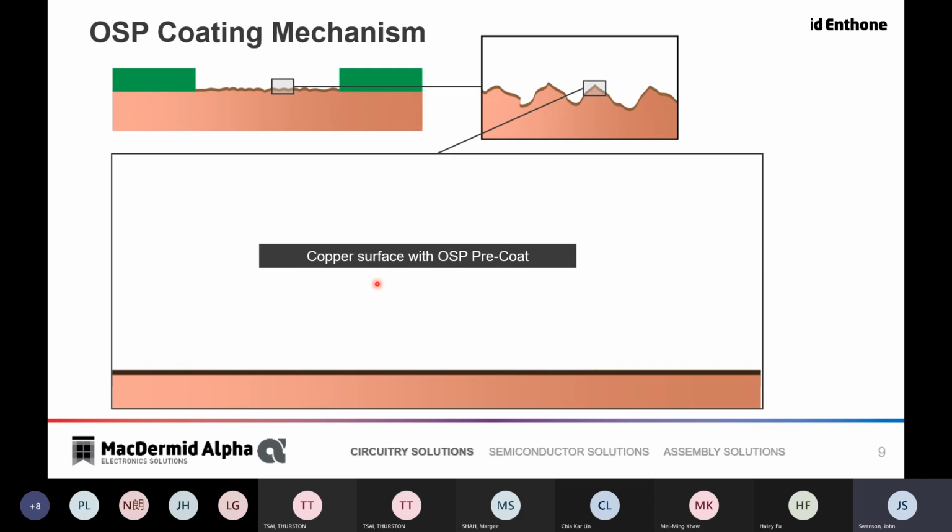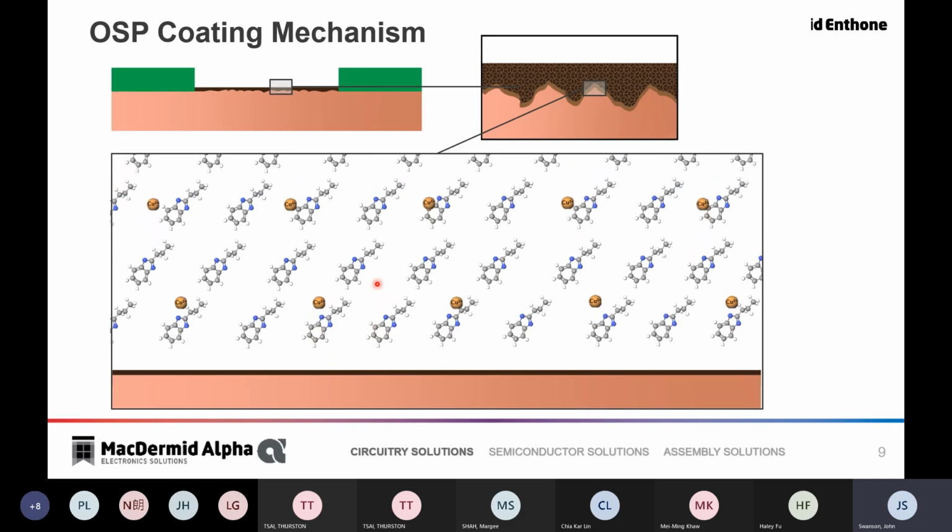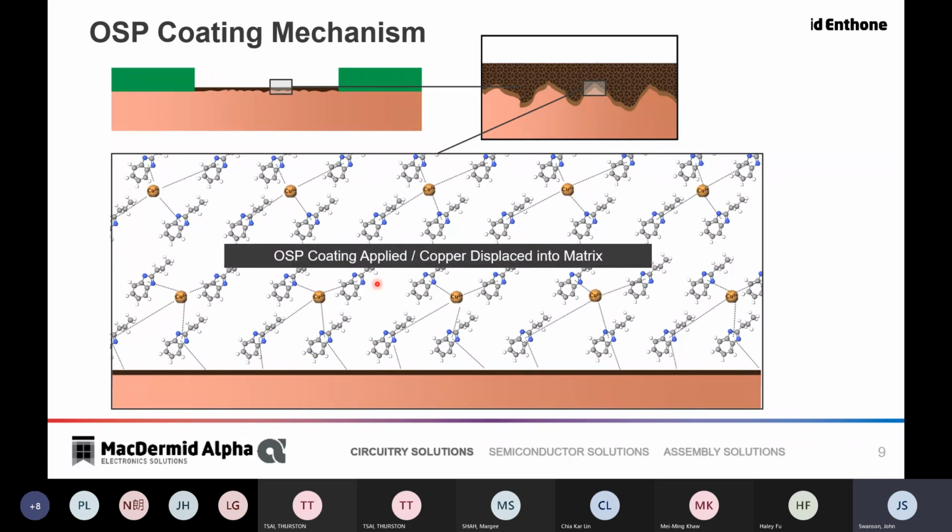So we have a copper surface with this pre-coat that's been cleaned and etched. The next step is to apply the OSP coating, and we're illustrating that in this drawing here. We're putting down the azole-based organic coating. We have an organic that forms a bond with the copper surface and is able to build thickness to approximately 0.3 to 0.5 microns. So we build the organic coating, and it reacts to form a bond with the underlying copper.